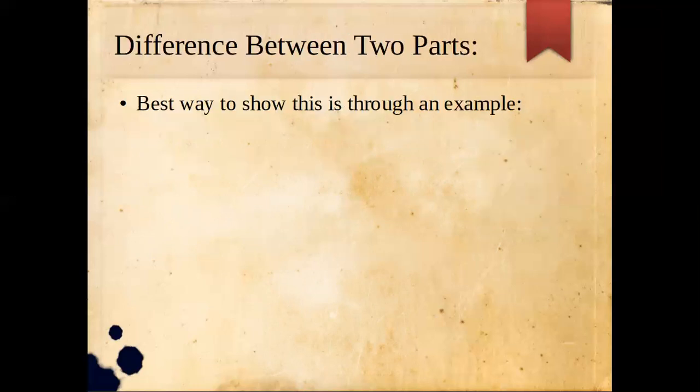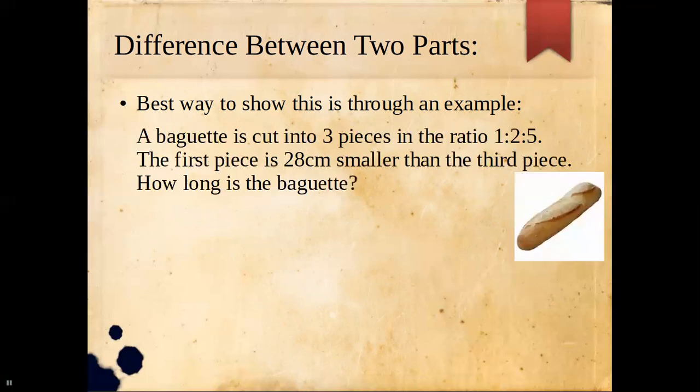Right, the final part of this lesson will be on the difference between 2 parts. The best way to show this is through an example because it can sound quite complicated. A baguette is cut into 3 pieces in the ratio 1 to 2 to 5. These questions are quite rare, I've seen, but still quite useful to know how to do.